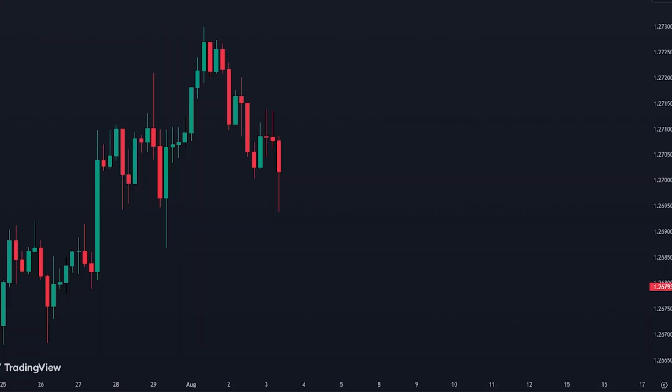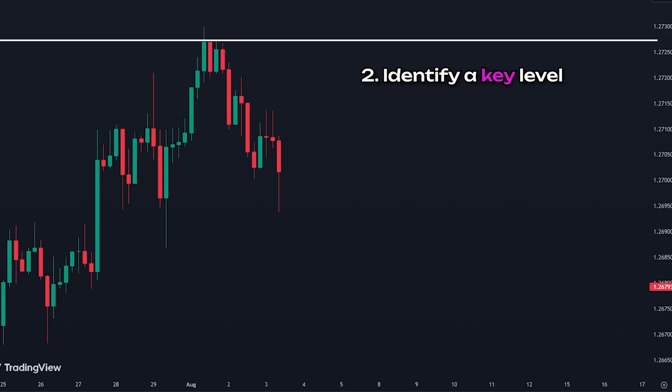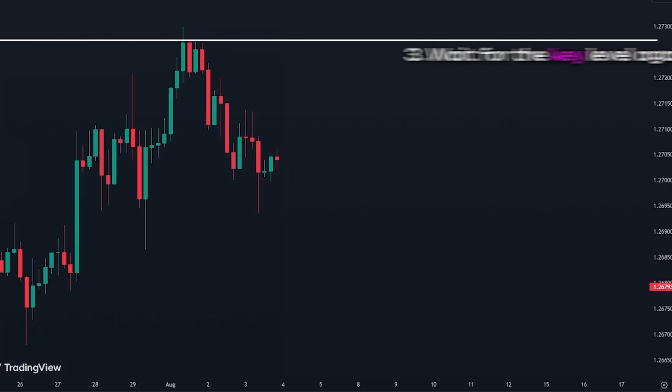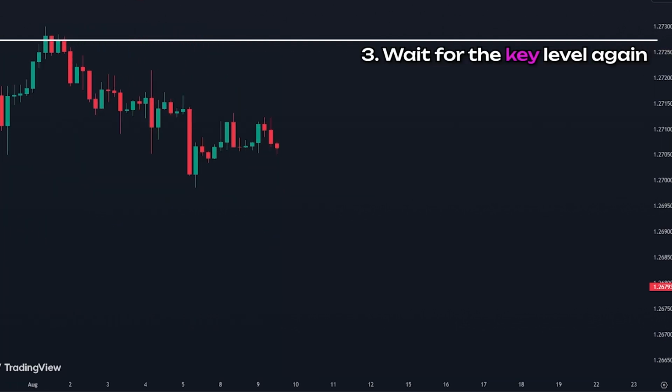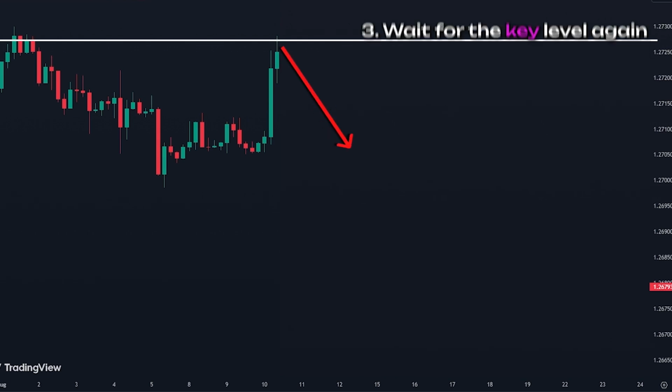So here's how the strategy works. The first step is we need to choose a time frame. I will be using the 4-hour time frame. The next thing you need to do is identify a key level within this time frame. As you can see, the price went up, hit, and reversed downwards, and so we can draw a resistance line up here. The next step is you want to wait for the price to approach the same key level once again. Now once this happens, we are expecting the price to reverse downwards.